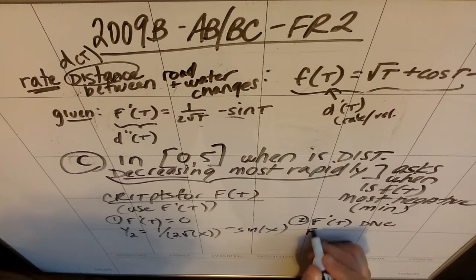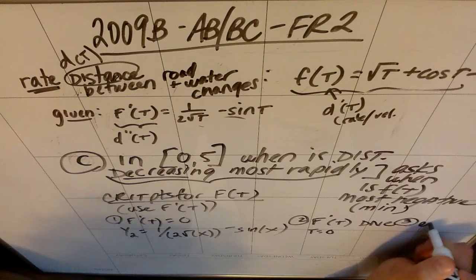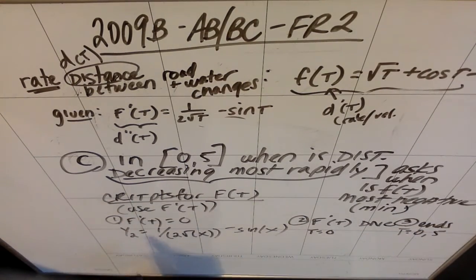So f prime of t doesn't exist when t equals 0, but that was already a critical point, because the third kind of critical point are the endpoints, and that's when t is 0 and 5. So essentially, I'm going to use my calculator to find these critical points, right? I'm going to second calc 0.